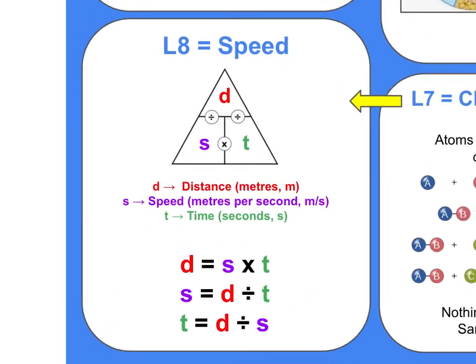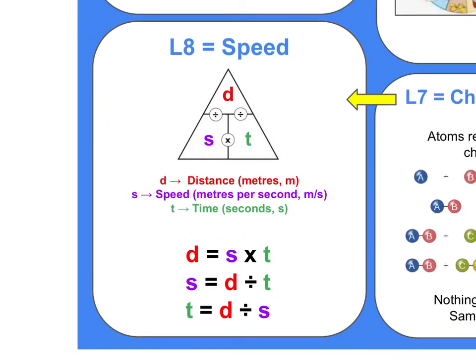Lesson 8 was on speed, knowing how to use this triangle. D is distance, measured in meters. S is speed, measured in meters per second. T is time, measured in seconds. How to use this triangle then?